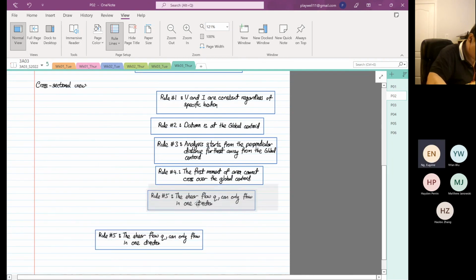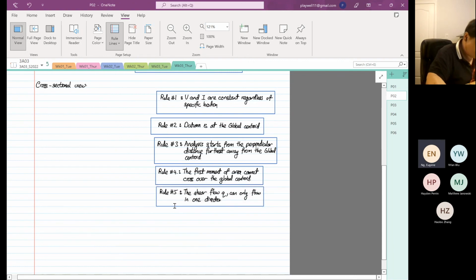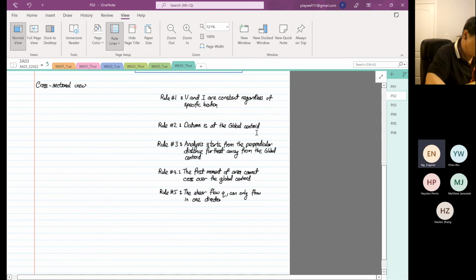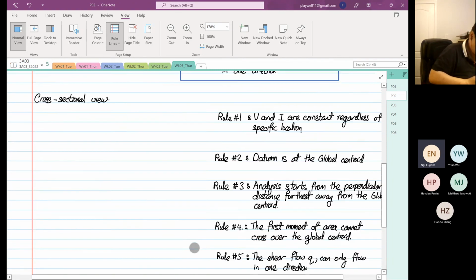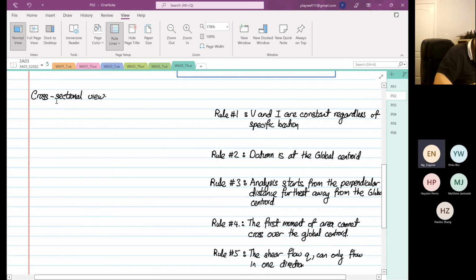So these 5 rules. We are now going to apply the first 4 rules first. Since I'm here, I put all of them together now. So rule 1, rule 2. I'm going to sketch a cross-sectional area.